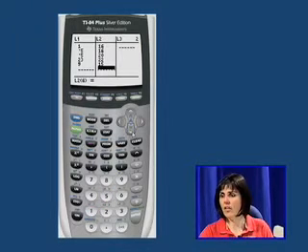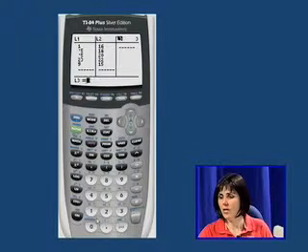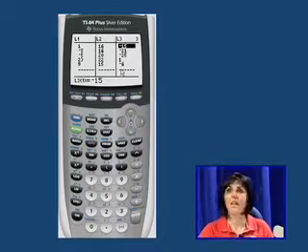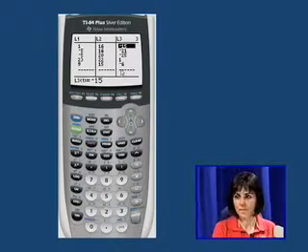What I will enter in L3 is L1 minus L2. To be able to do that, I go to L3, push Enter. Then I push L1 minus L2, and that should display the differences: negative 15, negative 21, negative 25, 1, and negative 6. Now let's go back to the table.